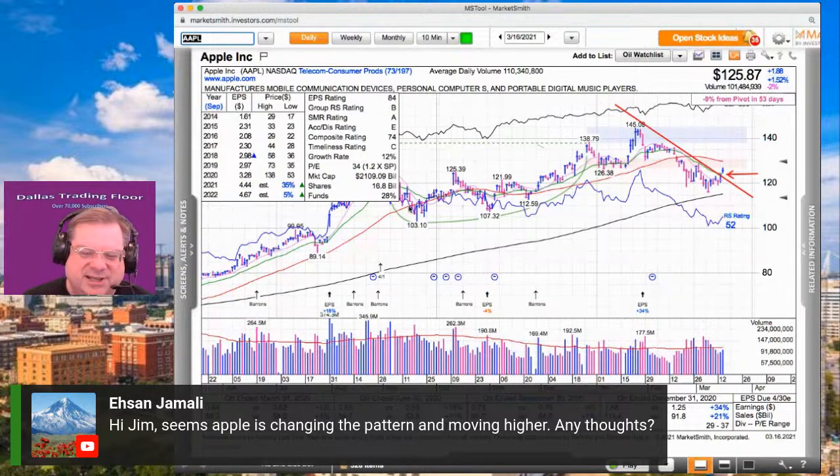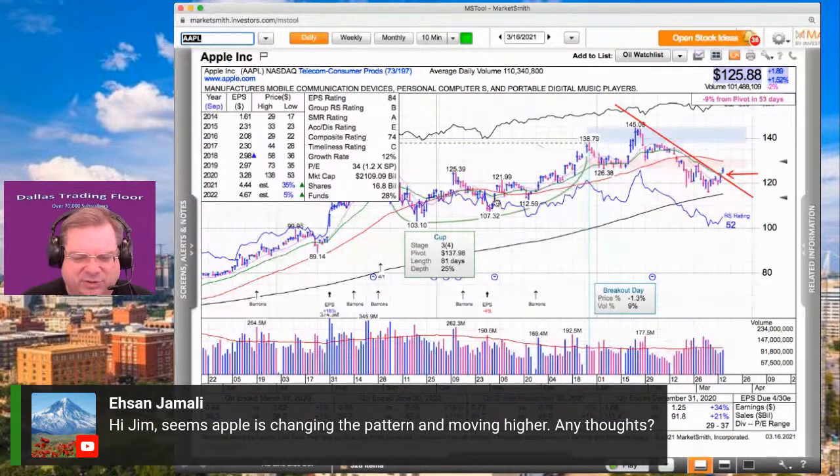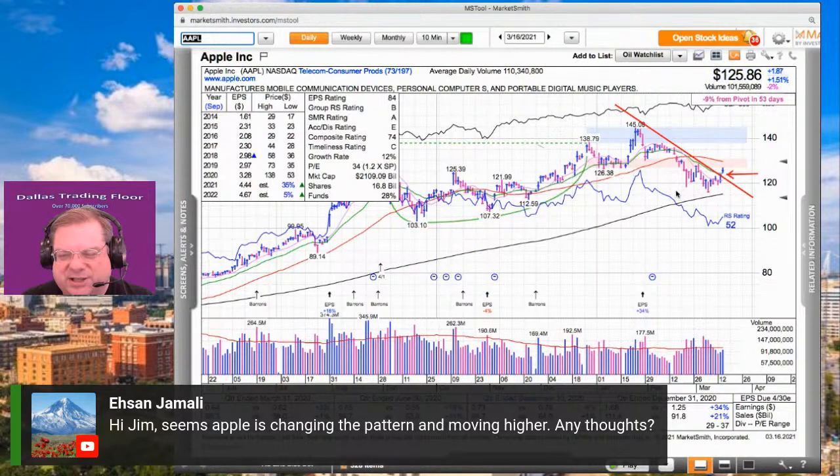In the past, it's tested the 50-day moving average several times, as you can see back in September of 2020, and then also at the end of October. Then it tested again, and then it went up. But it tested this one very severely.